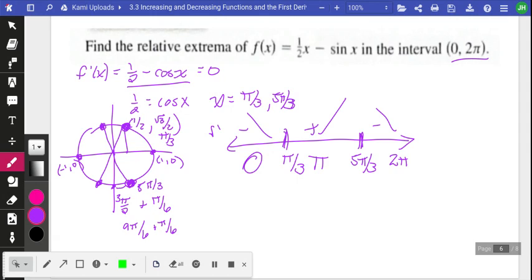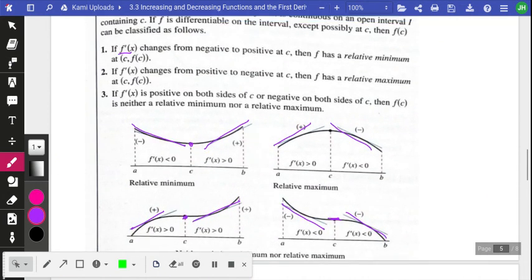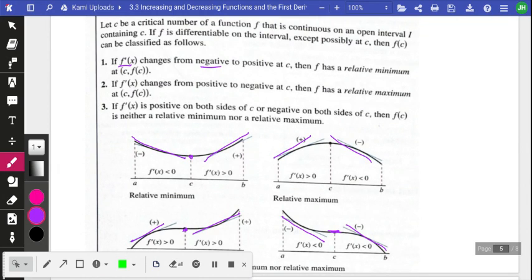So then it didn't ask for increasing and decreasing. It asked for relative extrema. So on this interval, what's the max? What's the min? It's not a closed interval, so we don't worry about the endpoints. Okay, let's review. If it goes from negative to positive, so down to up, you're going to have a minimum. If it goes from positive to negative, so from up to down, you're going to have a maximum.